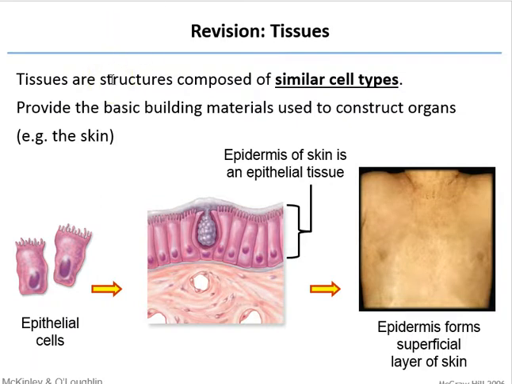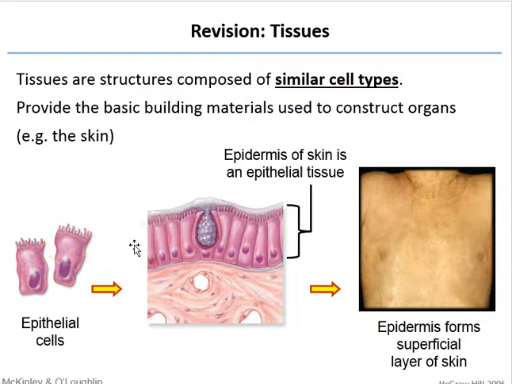Tissues are structures composed of similar cell types, and they provide basic building materials that we use to construct organs of the body. This shows the basic concept of what a tissue is. Here we have epithelial cells, this type of cell. Notice the nucleus there, notice the cytoplasm.